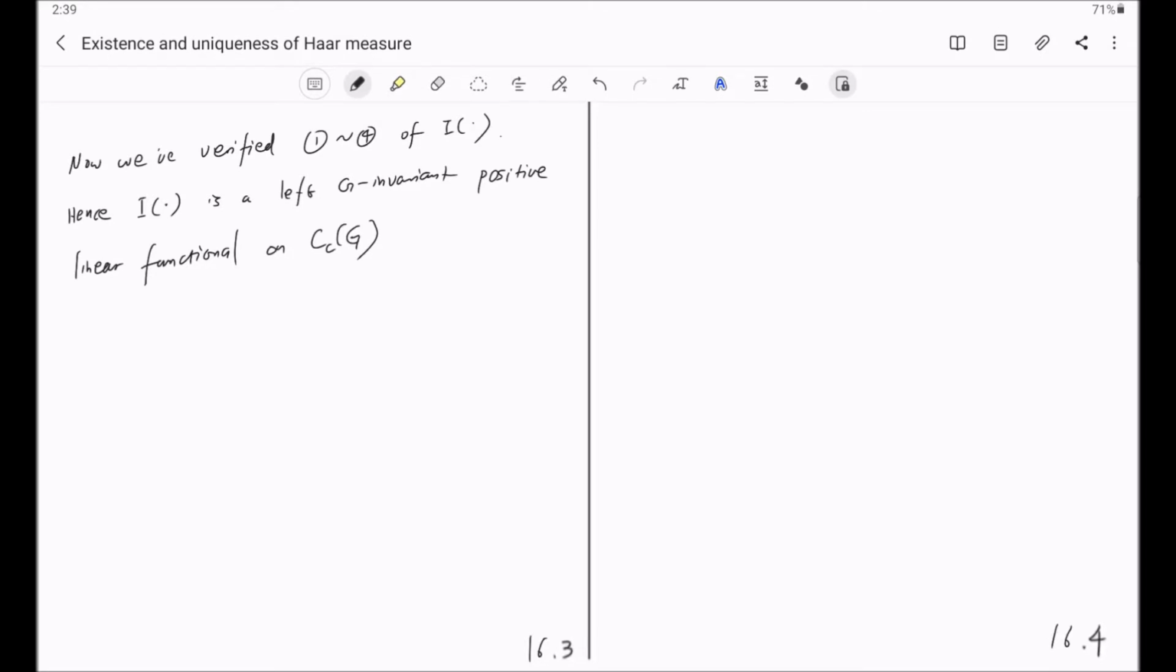With this, we are ready to apply the Riesz Representation theorem to this positive linear function I. You can find the version we are using in Full-length Real Analysis, second edition, page 212, section 7.2. This is the version of the Riesz Representation theorem we are using.